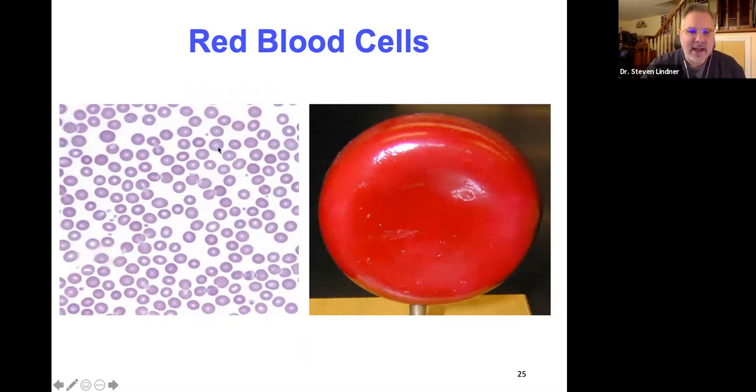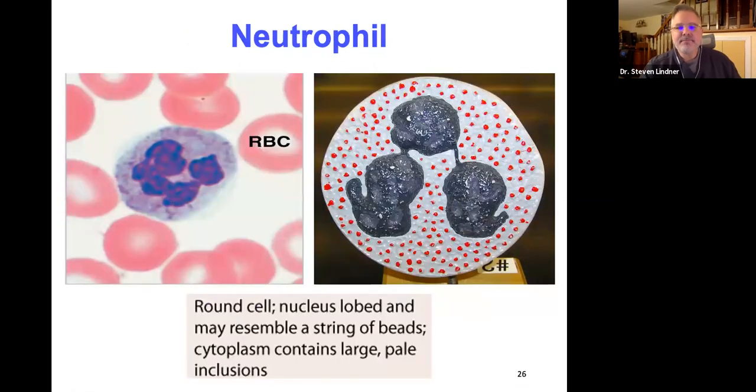Notice on this slide on the left, there's a bunch of cells, but they're not closely packed together like the tiles on a floor. There's lots of extracellular matrix. That's connective tissue. This extracellular matrix in relationship to blood is called plasma, and that makes up 55% of the blood. So that's red blood cells. Now we're going to talk about white blood cells.